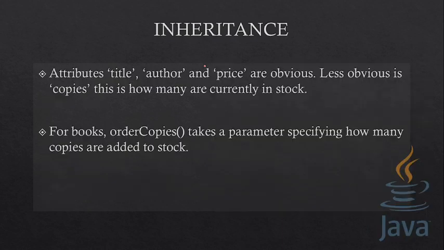Okay. So here, your attributes like title, author, and price are obvious. Meaning to say, when we think of a magazine, it has a title, author, and price. So also when we think of a book, it has title, author, and price. So last to discuss is copies. The copies just tells us how many are currently in stock, in stock for book and in stock for magazine. So here, for books, order copies takes a parameter specifying how many copies are added to stock. So when we say order copies, it adds to the current copies of our magazine or book.